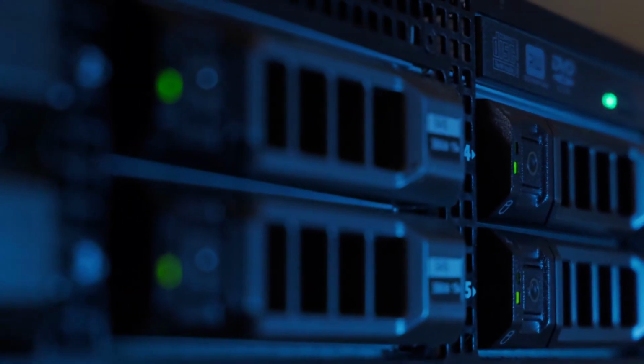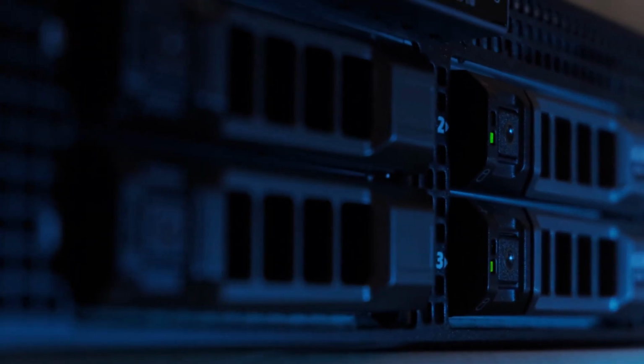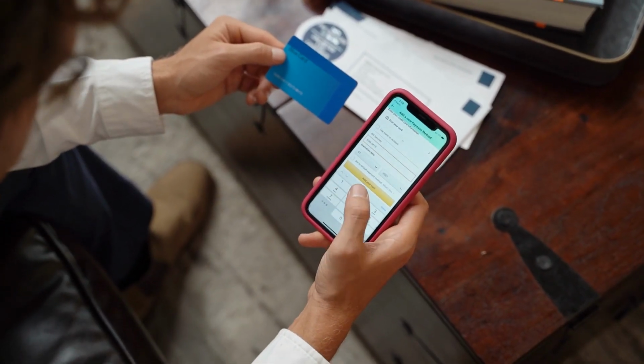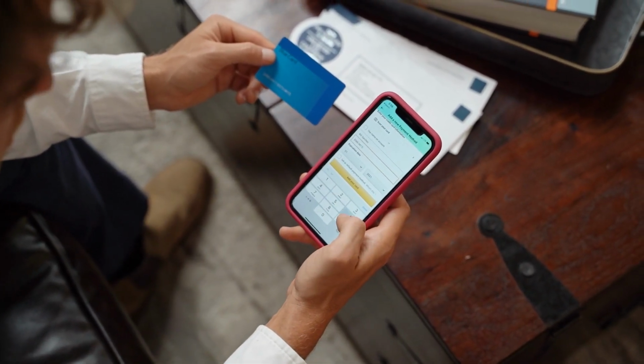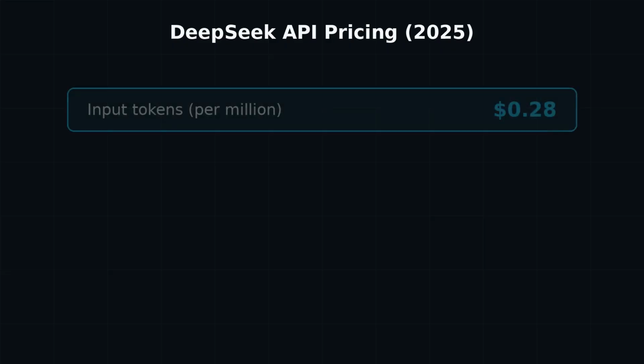You've probably noticed, AI tokens are cheaper than ever. DeepSeek charges just 28 cents per million input tokens. Yet your monthly AI bills keep climbing. Today, we're building a token cost calculator to uncover why and to stop those billing surprises.